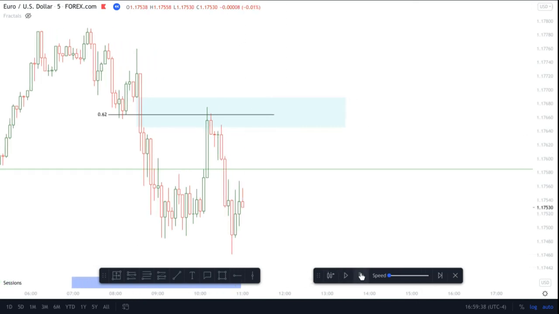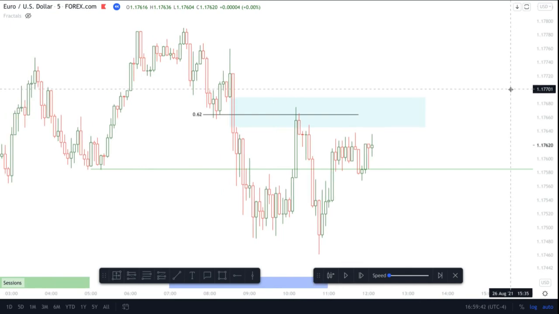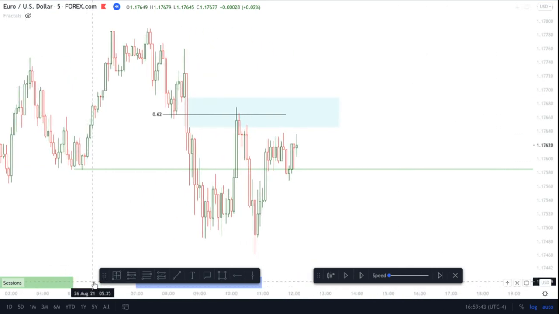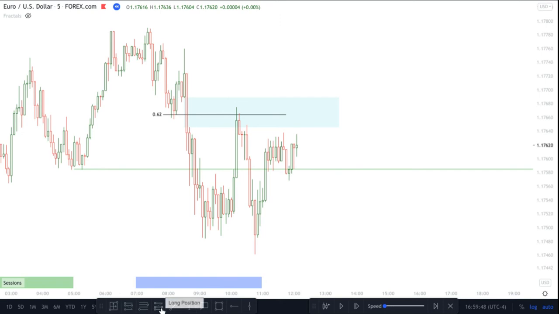How is this not algorithmic? And just to show an example of how precise things are, how algorithmic price is. My setup was 10 pip stop, 20 pip TP, right at this level here. 60 level, we had the 80 level. Probably wouldn't have gotten filled with the 80 level. Let's keep it simple, right on the 62% level.